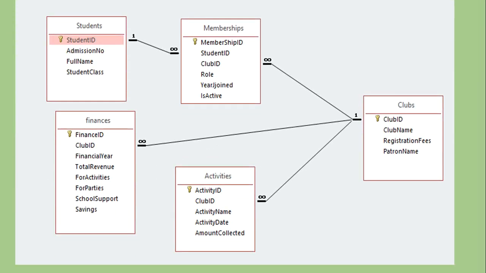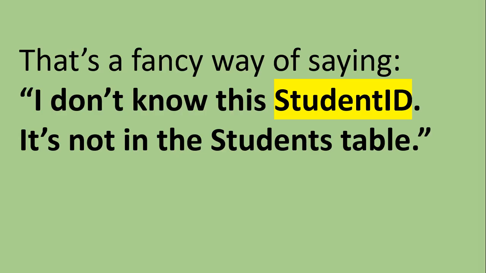Now, what does this mean? In this scenario, student ID is a primary key in table students and a foreign key in table memberships. You can also look at the link below this video that explains the difference between a primary key and a foreign key. That's a fancy way of saying I don't know this student ID. It is not in the students table. So simply, this means the ID you have added in the membership table, in the foreign key student ID, is not available in the parent table students.